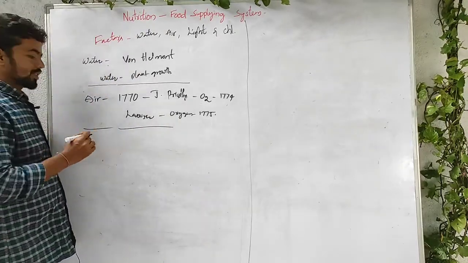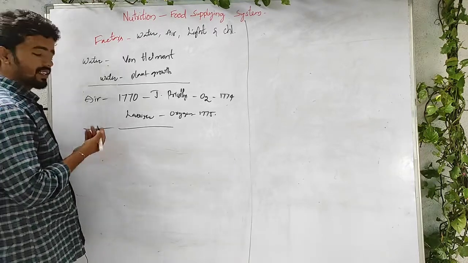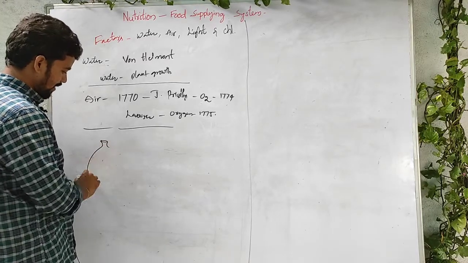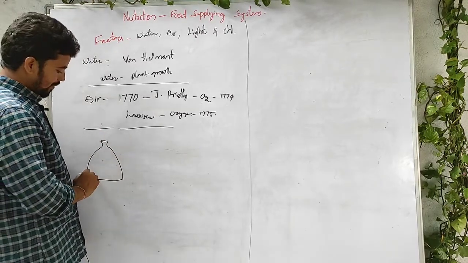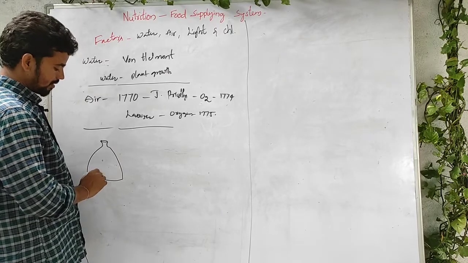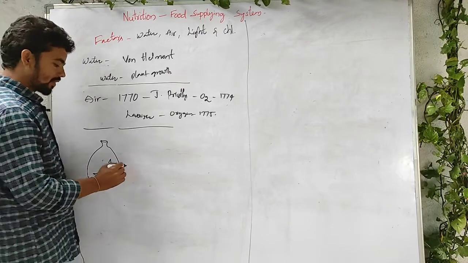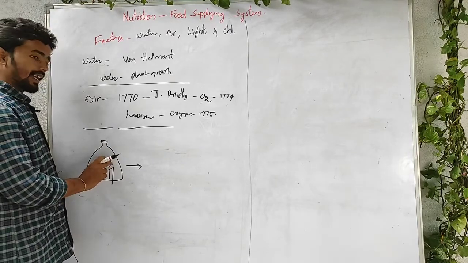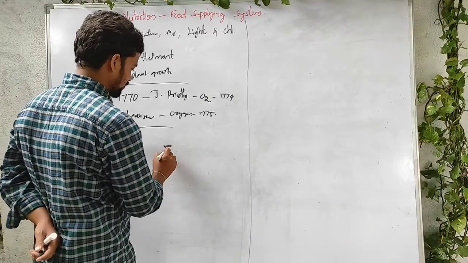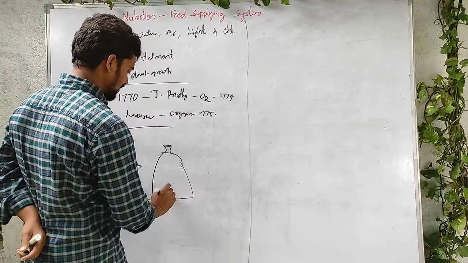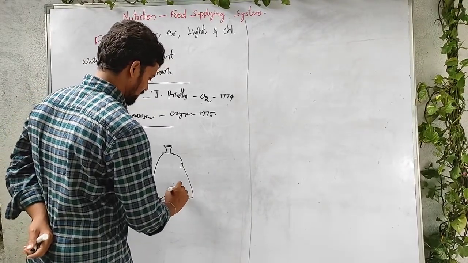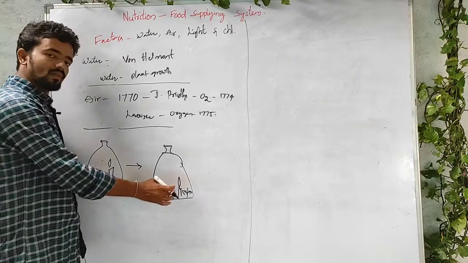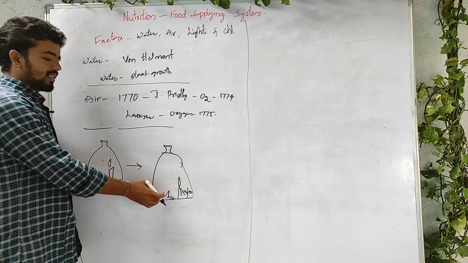Priestley conducted a series of experiments to understand the role of gases. He conducted a bell jar experiment. First, he took a bell jar and kept a rat or mouse and a burning candle in it. He observed that within a few minutes the rat got suffocated and the candle went out. When he put a mint plant along with these two, he observed the candle was still burning and the rat was alive.